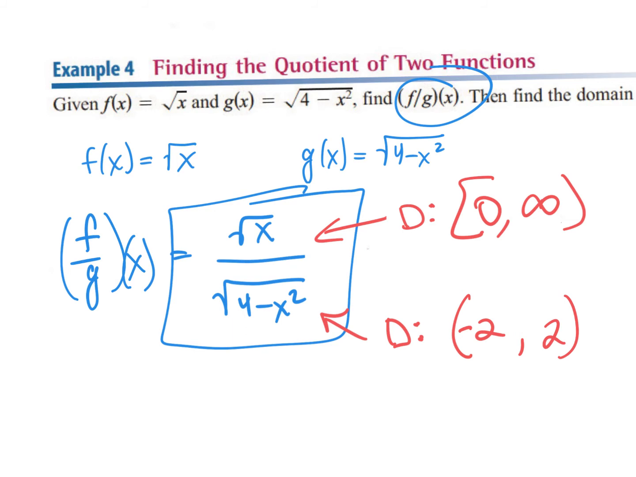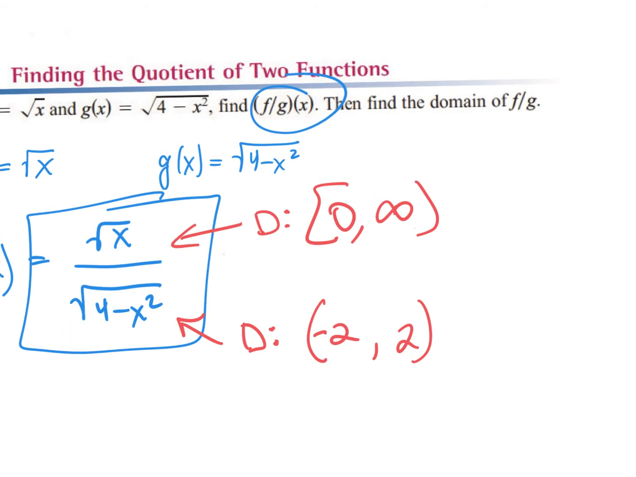Okay. I know you gotta think a little bit. So now you're like, okay, big deal. This doesn't happen all the time, but when you have domain restrictions in the numerator and the denominator, you have to figure out where the overlap is. That would be your combined domain restriction for the whole problem.